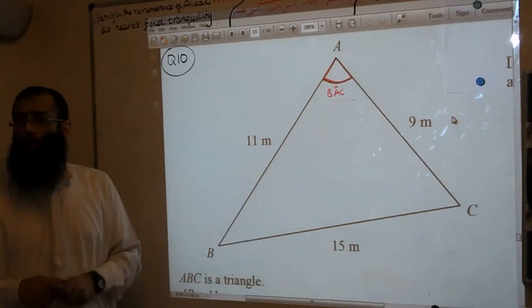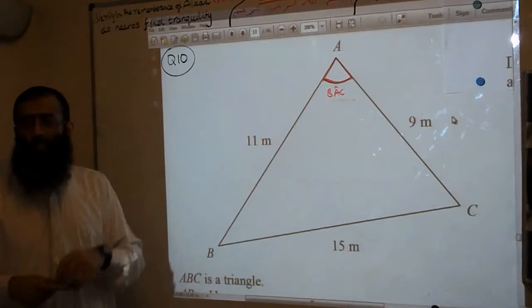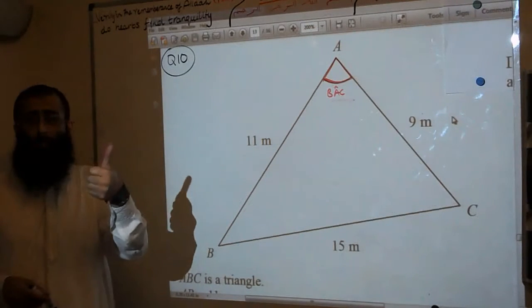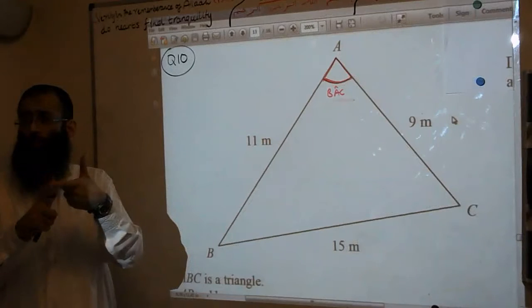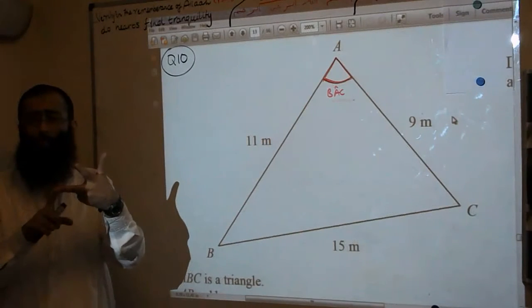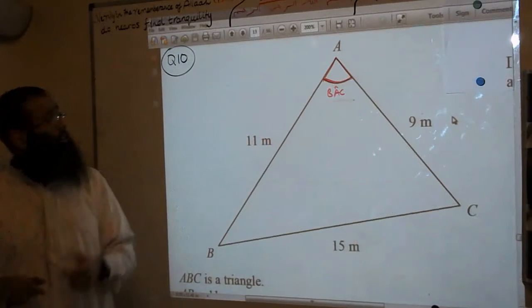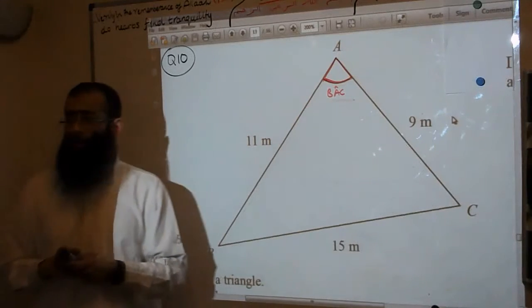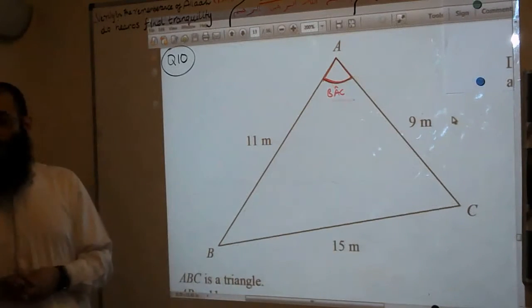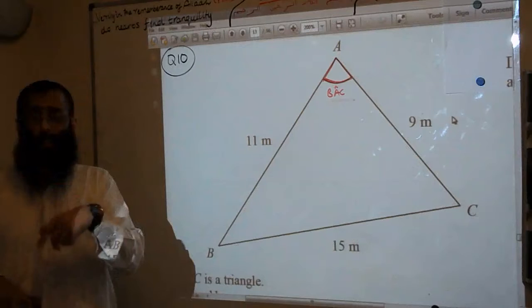Put your hand up if you know which rule we're going to follow. I'll give you a selection. We can use the sine rule or the cosine rule. We can't even think about using SOH CAH TOA because that's only for right-angled triangles. One person says sine rule. Cosine. We use cosine rule when you have three sides and the angle.